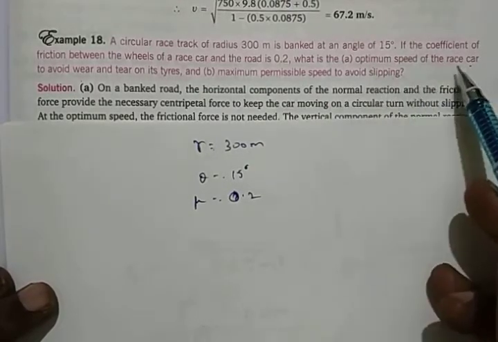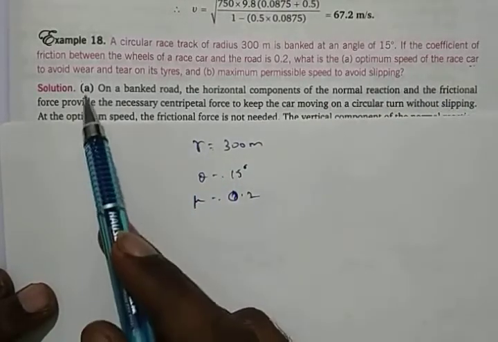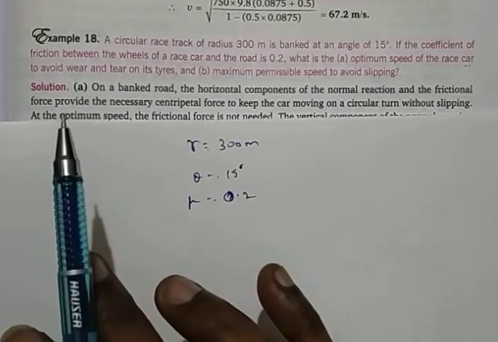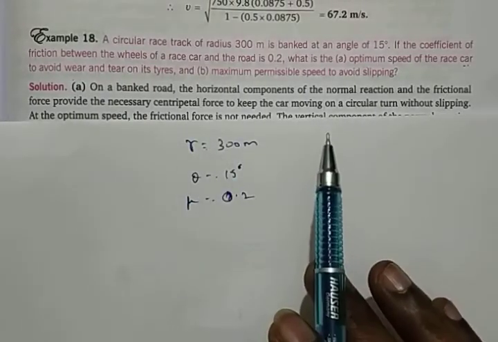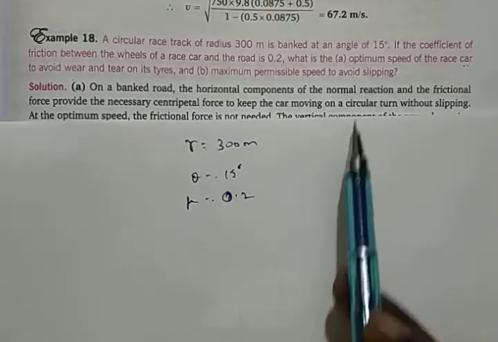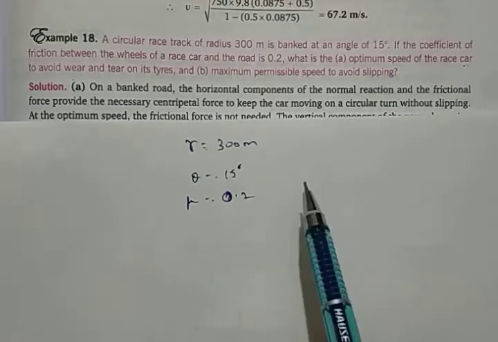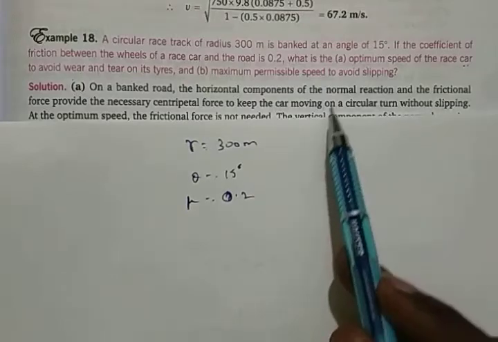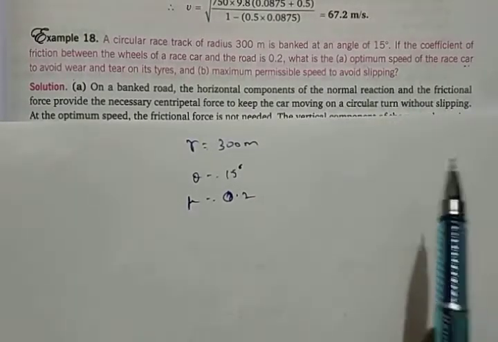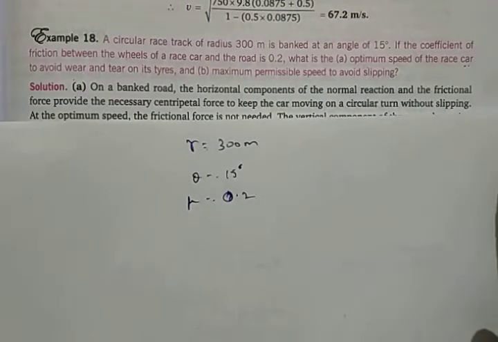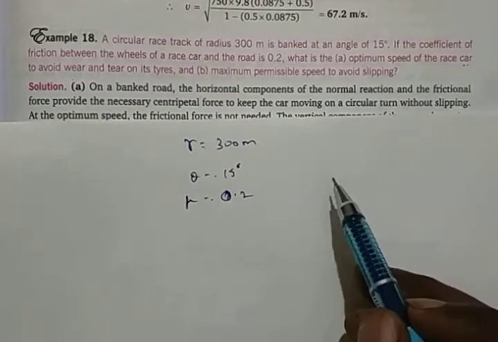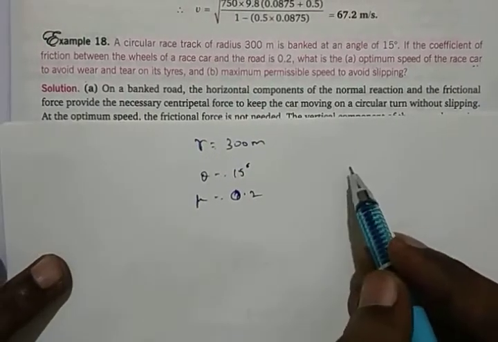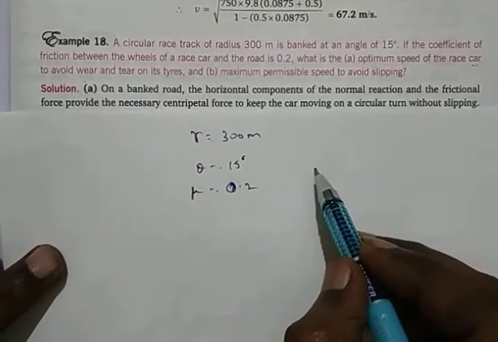Optimum speed of the race car to avoid wear and tear. So he doesn't want to really wear and tear the tires. It will be very much as new as it could be, and still you want to race it. That's the A part of the question. Second part is, okay, I will race it as much as possible, but I should not slip and fall down. Very good. That is also a good thought. So first thought is, I want to run the race, but I don't want to wear and tear this one.